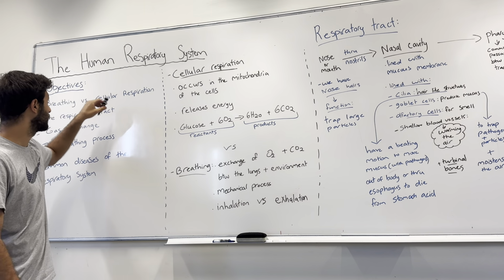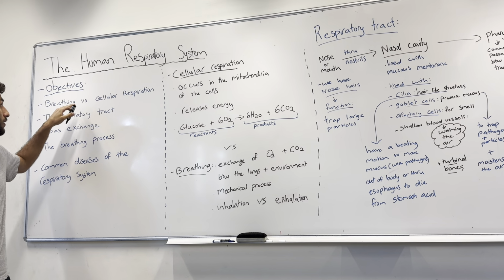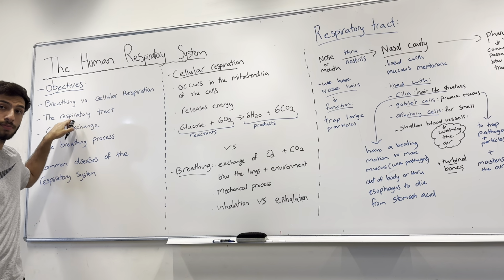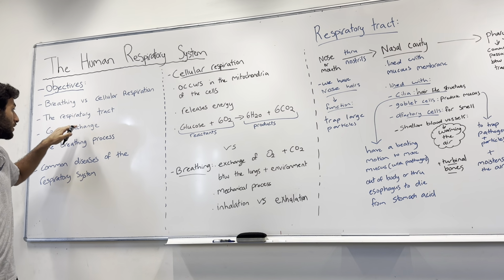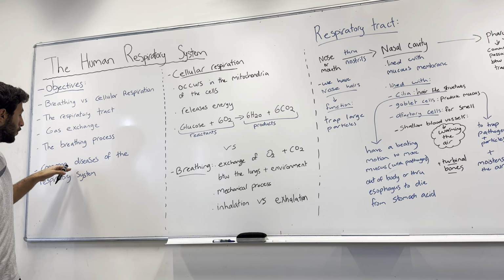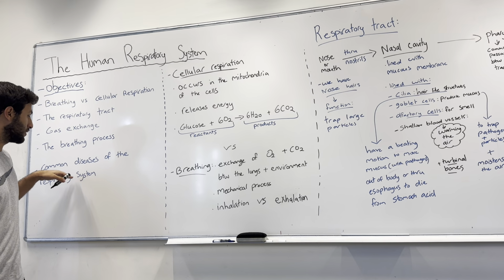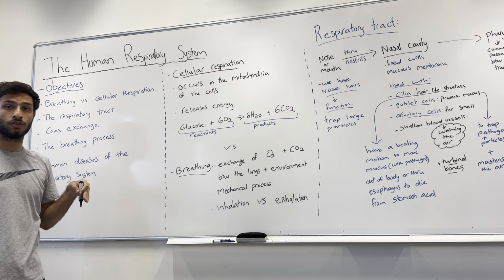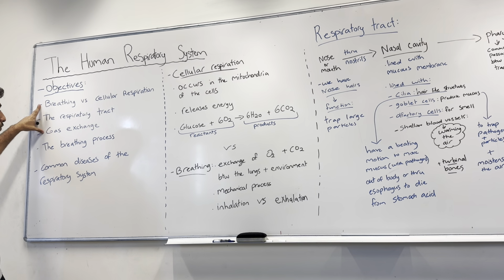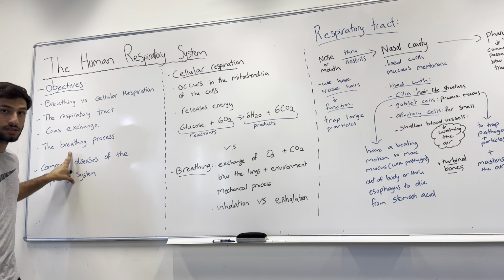So what are our objectives for today? We're going to be looking at the difference between breathing and cellular respiration. Then we're going to be looking at the respiratory tract and its components. Then we'll be looking at gas exchange, then the breathing process, and finally common diseases of the respiratory system. This video is going to be split into two parts. We're going to first focus on the first three objectives, and in another video we're going to do the last two objectives.